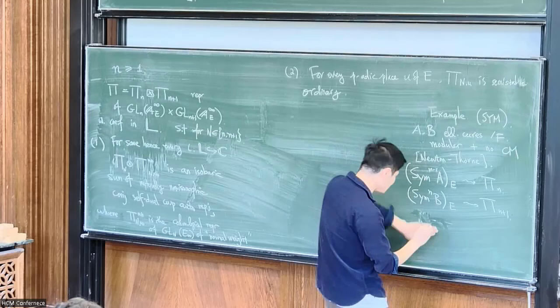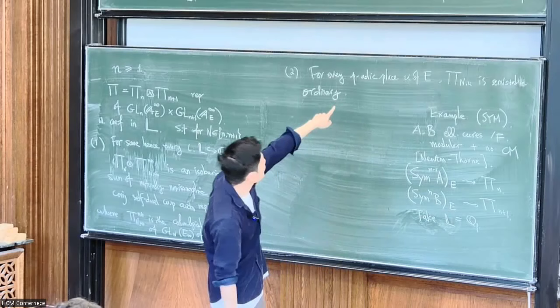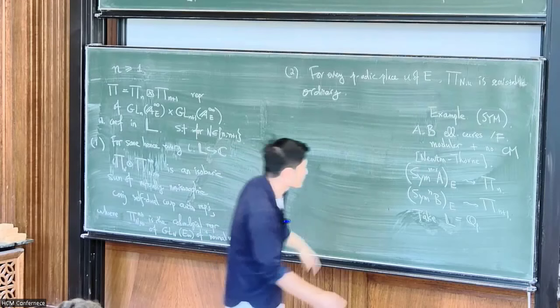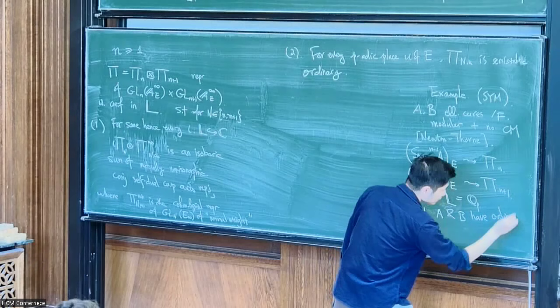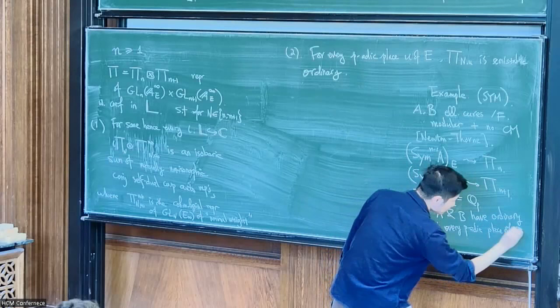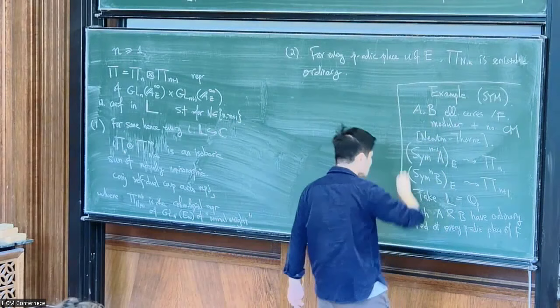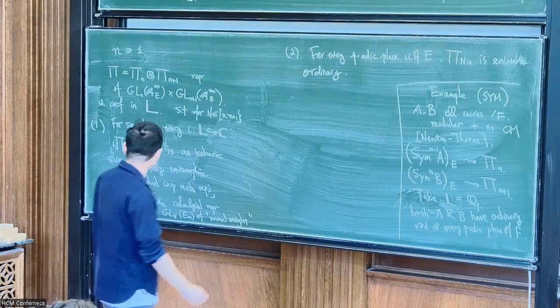Okay? And in this case, we can take L just to be Q_p. And this condition that pi_v is semi-stable at every p-adic place simply means that both A and B have ordinary reduction at every p-adic place of F. Okay, that's a key example. Yes, you can take A and B isogenous. Yes, you can take A equal B. So that's an example to keep in mind.